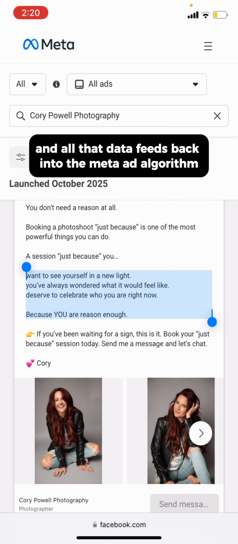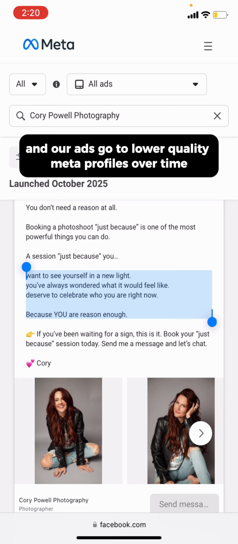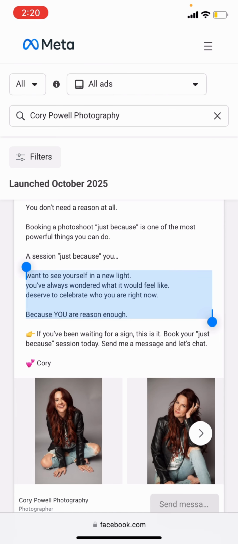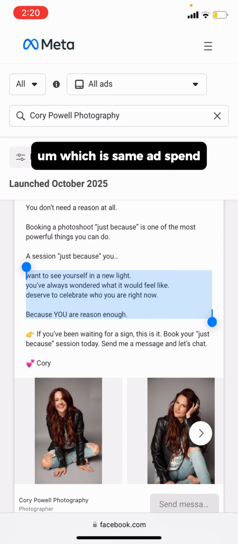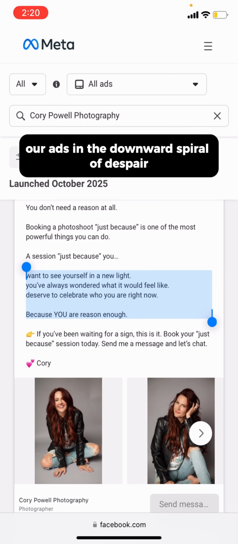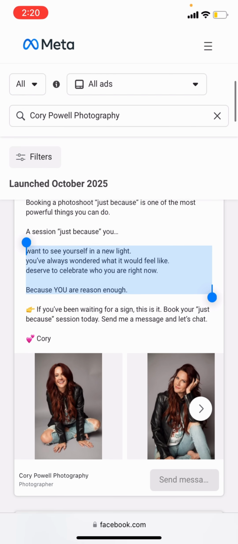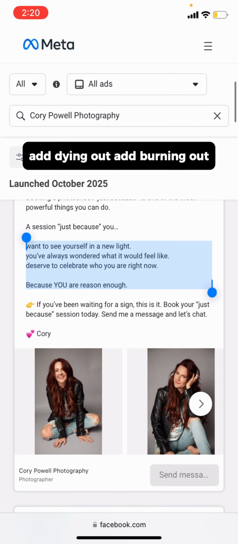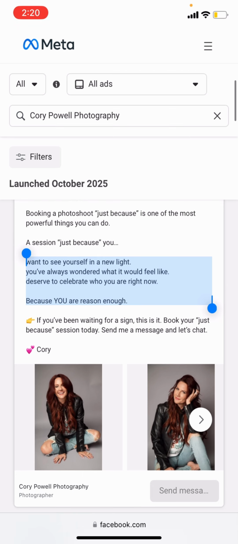And all that data feeds back into the Meta ad algorithm. And our ads go to lower quality Meta profiles over time, which is same ad spend, lower results over time. Our ad's in the downward spiral of despair. Ad dying out, ad burning out, and then we gotta refresh our creative.